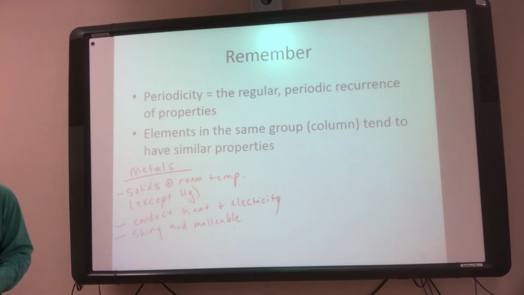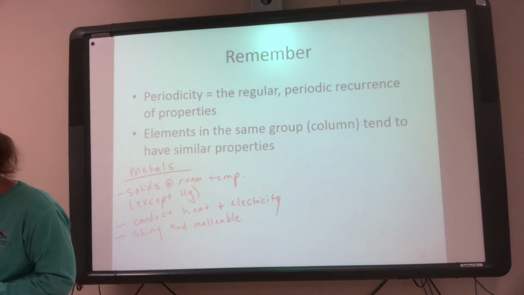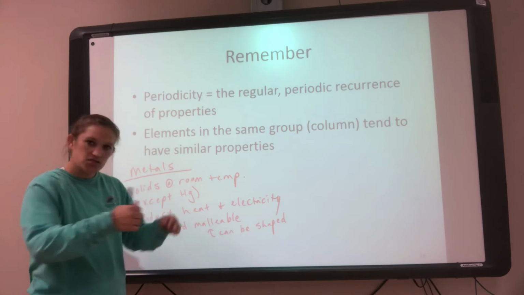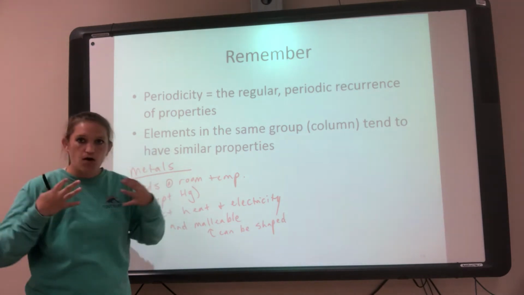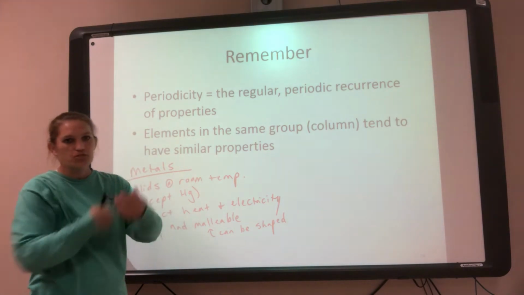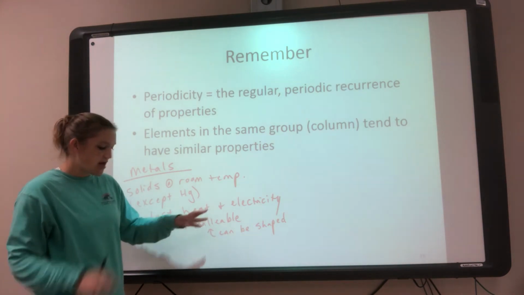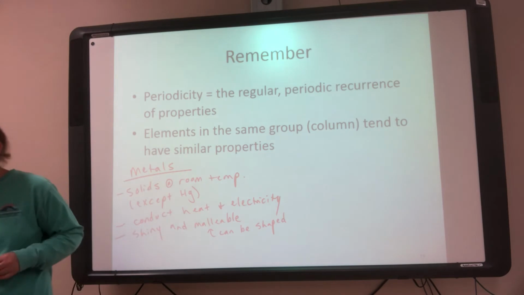Shiny, think about a coat of armor from the knights back in the day, like in King Arthur and the Round Table. It's really shiny, their coat of armor. And malleable means it can be shaped. If it wasn't malleable, I couldn't hammer it into the shapes to make a helmet or a breastplate or shoulder plates or all those things. So nice and shiny, but I could beat it up so that I could shape it into whatever I want it to be.